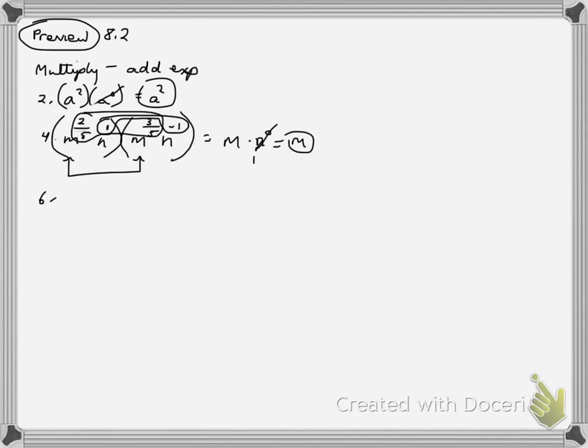Let's look at another one. Don't get panicky. These are the same variable. We're just going to add exponents. We only have one m, so that'll stay there. We have a minus n plus an n. Those will cancel out, and we get a minus p. See how that works?